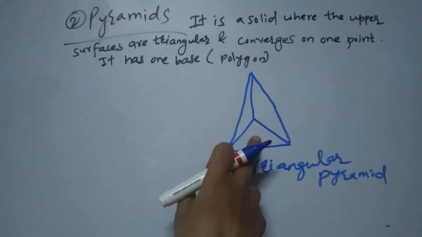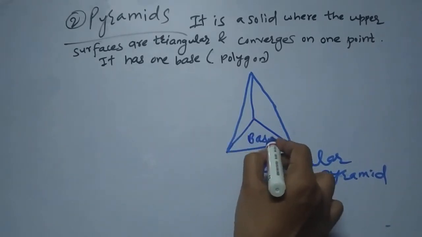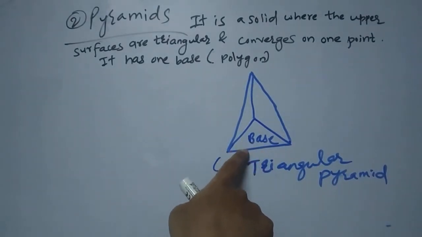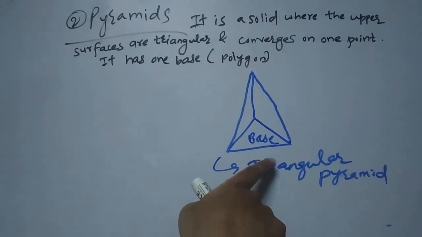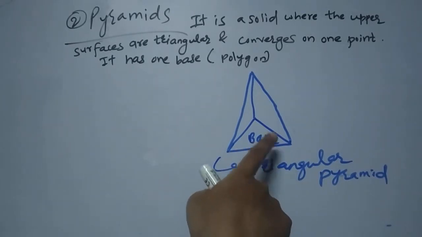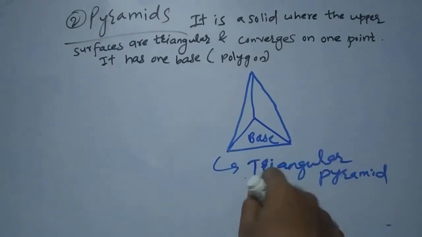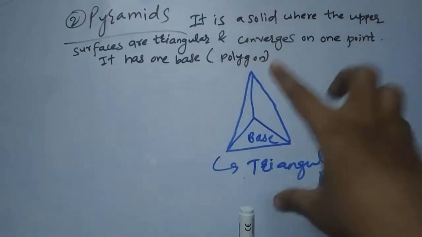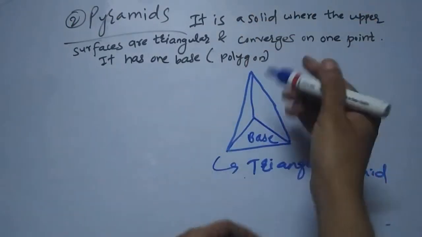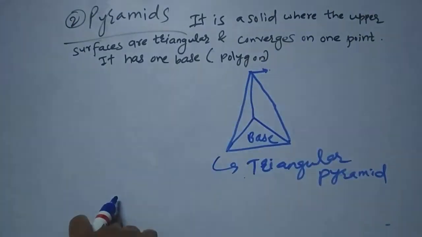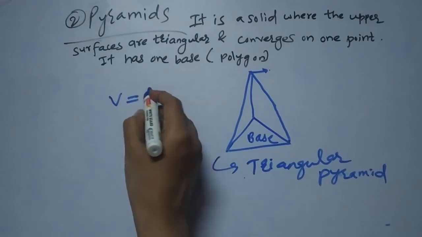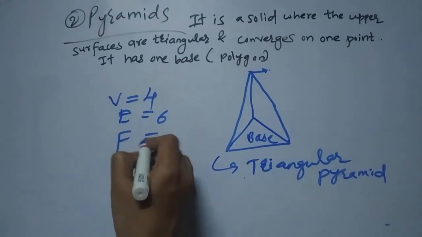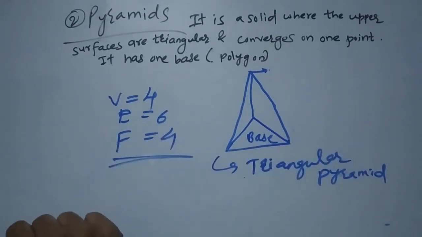If you notice here, the base is a triangle, so its name will be triangular pyramid. If instead of a triangle base it is a rectangle, then it is a rectangular pyramid. If it is a pentagon, then it is a pentagonal pyramid. So the name of the pyramid is according to its base, and the lateral surfaces are triangles, and all the triangles converge at one point. There is one vertex here, one converging point. Its vertices are 4, its edges are 6, and faces are 4, and all the faces in this case are triangles.